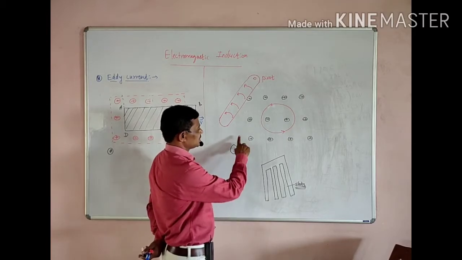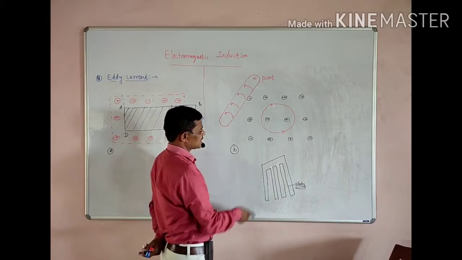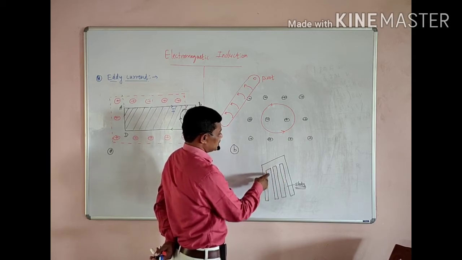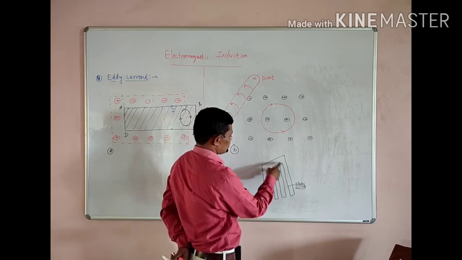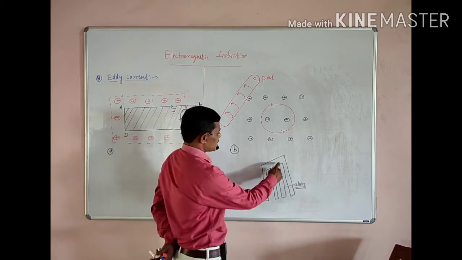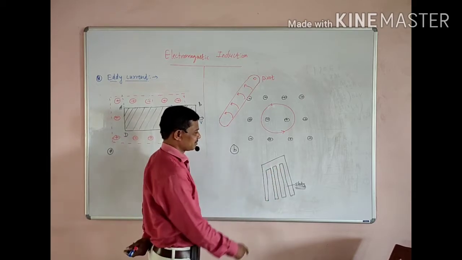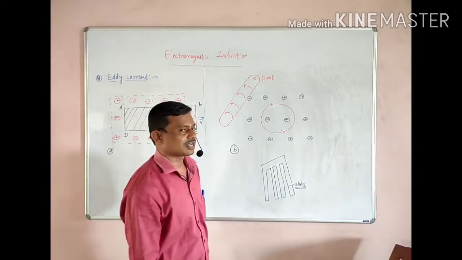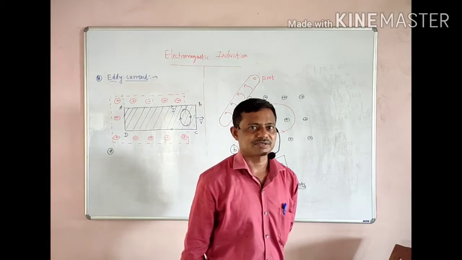How can we minimize it? These eddy currents can be minimized by discontinuing the structure of this conducting plate. That means the path of the electrons can be disturbed here by making slots, and due to these slots, the eddy currents can be minimized here.